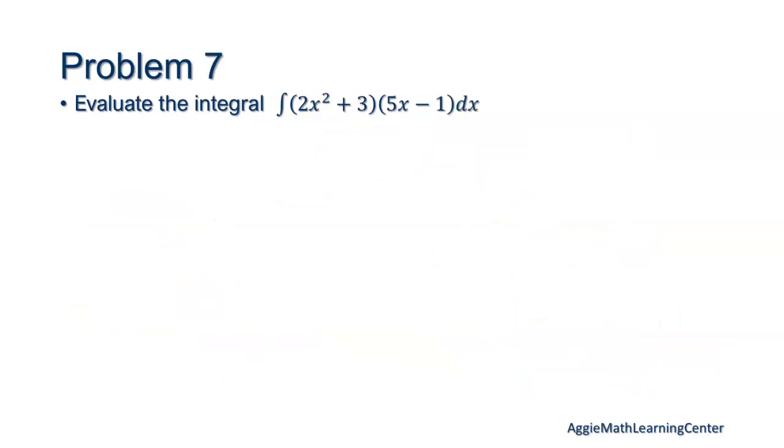So we're now going to evaluate this integral. Since we have two functions multiplied by each other, I'm going to FOIL this. So that will give us the integral. If we have 2 times x squared times 5x, that gives us 10x cubed. And then we have 2 times x squared times minus 1, so that's a negative 2x squared. Then we get a positive 15x minus 3 dx.